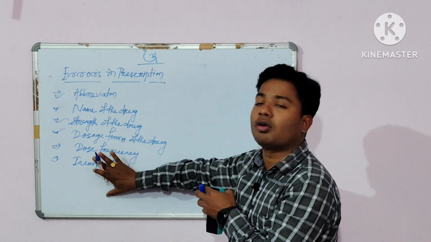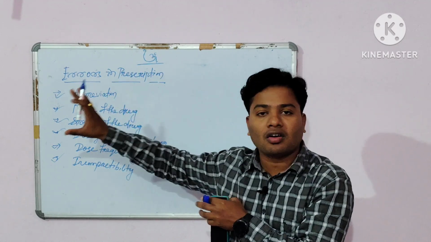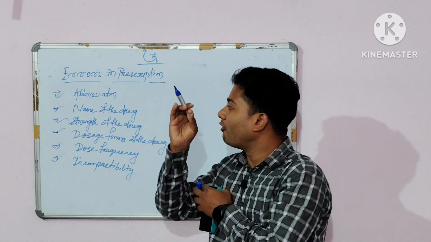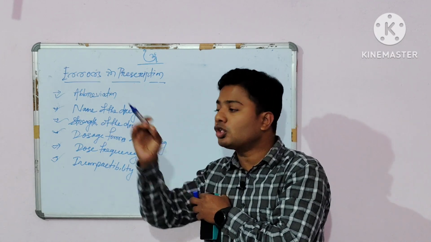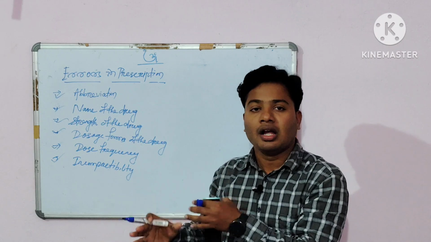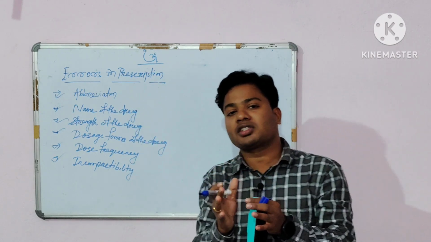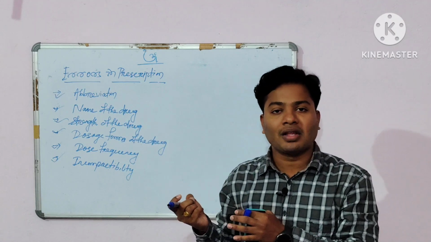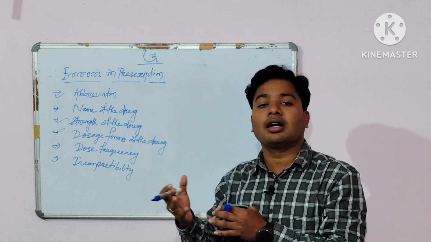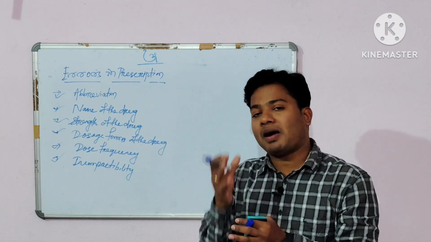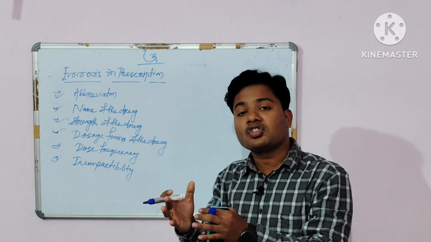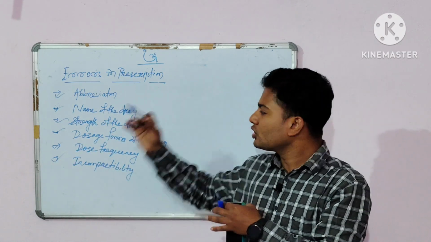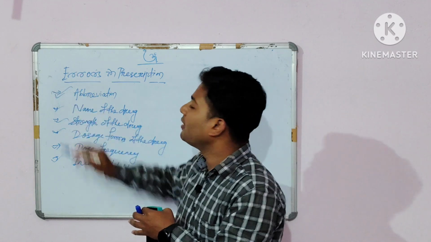Each of these reasons causes prescription errors. That's why it is very difficult for a pharmacist to dispense the medicine to the patient. Because of all these reasons, it becomes very difficult for a pharmacist to dispense medicine, and sometimes the pharmacist dispenses the wrong medicine or wrong dose to the patient. Okay, so the first one is the abbreviation.